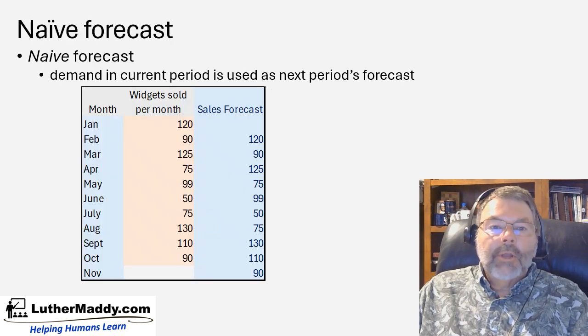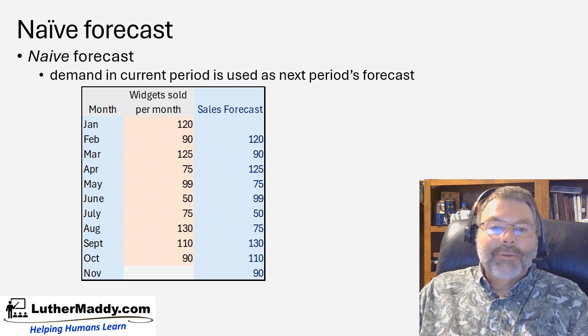Here's an example of a naive forecast. With a naive forecast, we just take the previous month's sales or demand and make that the forecast for the next month. So in this case, we sold 120 widgets in January, and so therefore we are going to predict or forecast that we'll sell that many in February. We only sold 90 in February, so we're going to forecast for March 90.